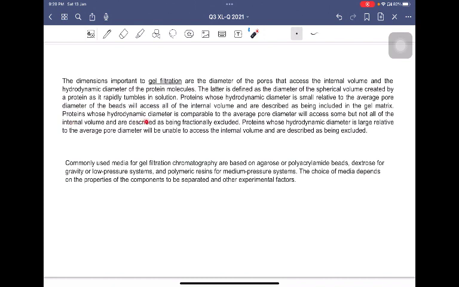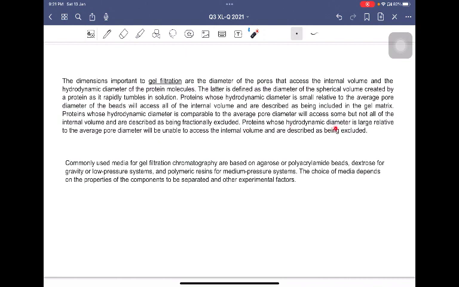So proteins whose hydrodynamic diameter is comparable to the average pore diameter will access some but not all of the internal volume. So here we are talking about proteins which are larger. Their hydrodynamic diameter is approximately the same as the average pore diameter. So it will not be able to access all of the pores, but it will access some of the internal volumes. And then it will be described as being fractionally excluded. So it will slowly come out of the column.